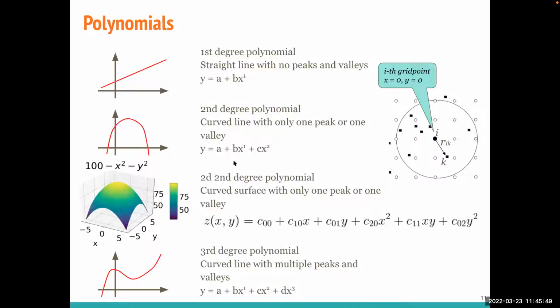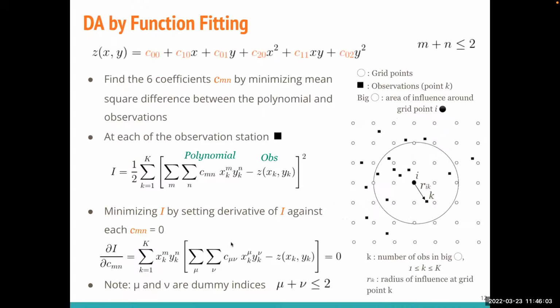There are different kinds of fitting. I'm just showing you what is meant by curve fitting here. These are just a line, but this is a surface. Okay, so how do we do the fitting?